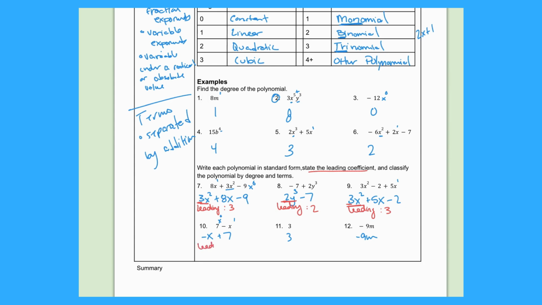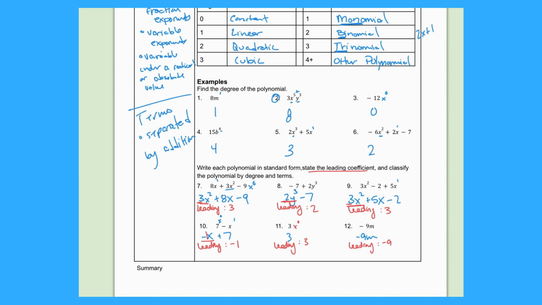And then in number 10, our leading term is negative x. Remember, there's a hidden 1 here. So our leading coefficient is really negative 1. There's only one thing on number 11, so our leading coefficient is 3, because technically that's attached to an x to the 0. And the leading coefficient on number 12 is negative 9. So again, it's going to be that number that's attached to our first term in standard form.